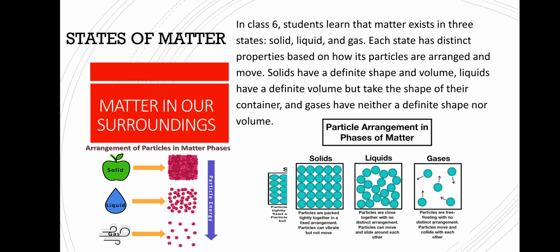So you can see here the particle arrangement in the phases of matter. Solids are closely packed, the molecules are closely packed. Liquids are a little bit separated, and gases can move randomly here and there, in all directions. Now here you can see the arrangement of particles in solids, liquids, and gases.